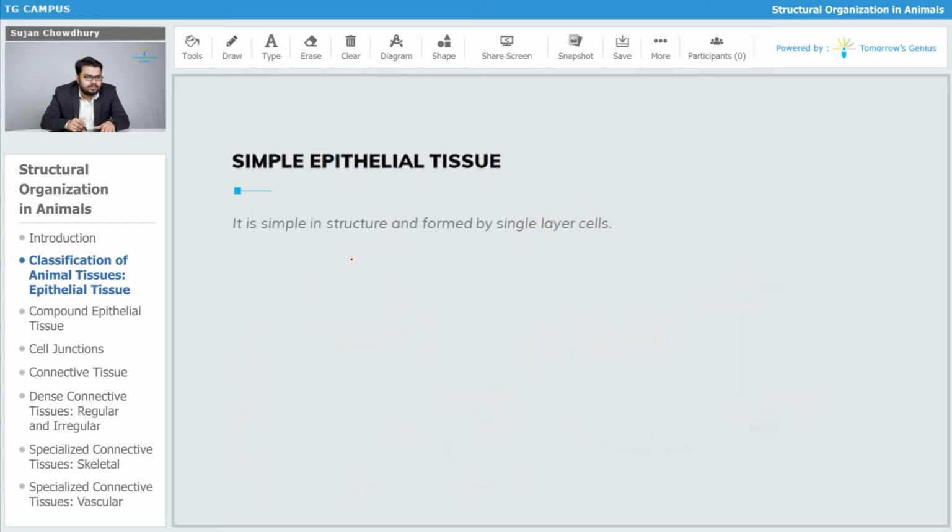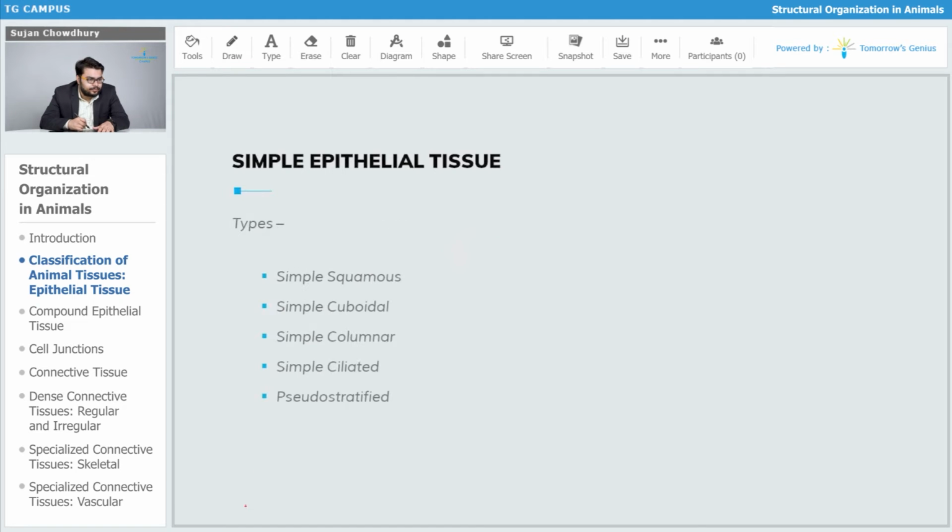Let's now talk about the simple epithelial tissue. It is simple in structure and formed by a single layer of cells, like we have already discussed. Only one layer of cells. Let's now know the types.